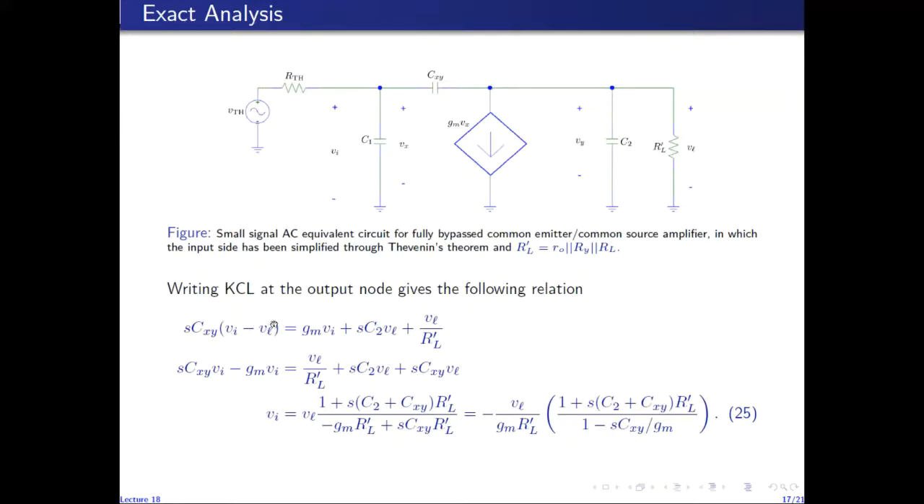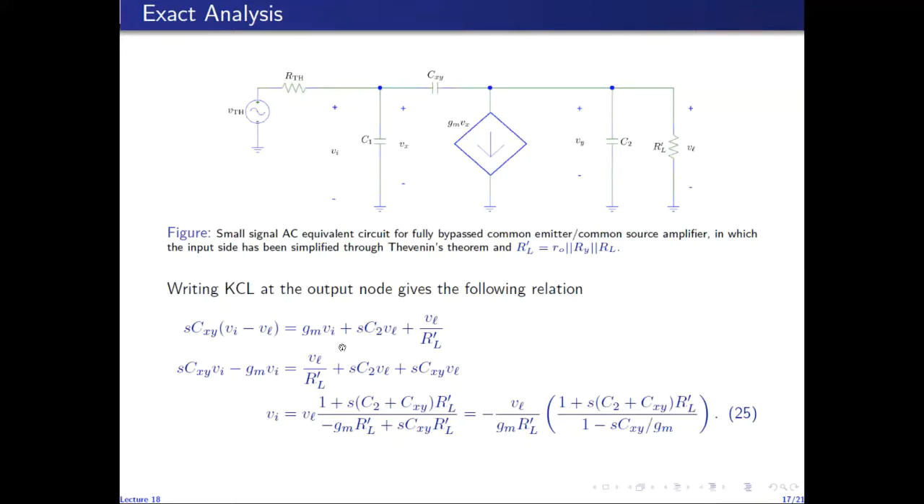So SCXY times (Vi minus VL) gives the current flowing through CXY from left to right, from this node to this node. This current is equal to GM Vi, because Vx is equal to Vi, plus the current through C2, which is given by SC2 times the voltage across C2, which is VL, Vy is equal to VL, plus the current through RL prime, which is VL over RL prime.